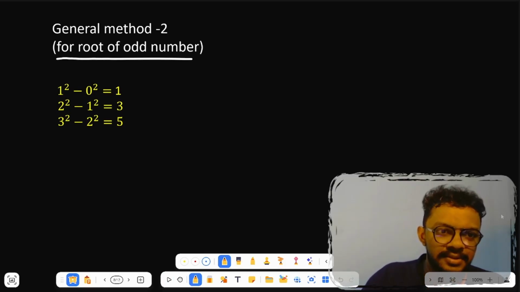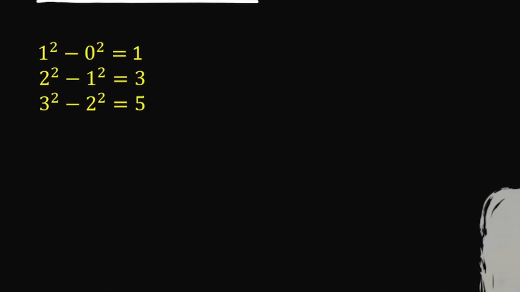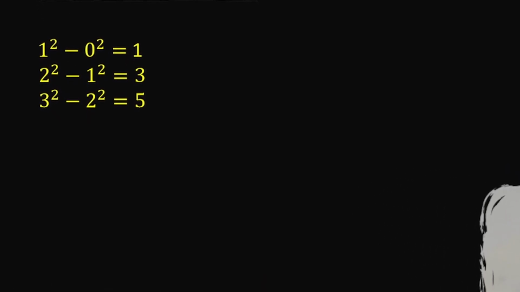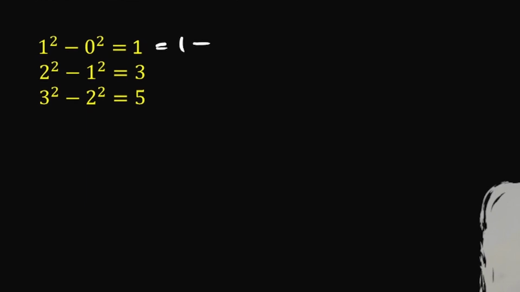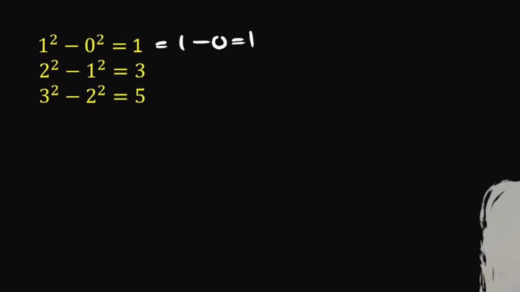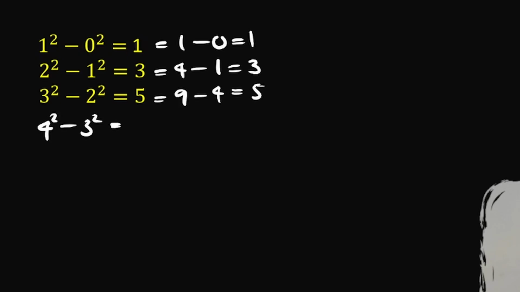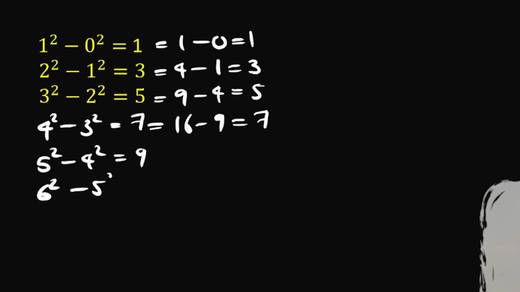The strategy is: look, 1 square minus 0 square. 1 square is 1, 0 square is 0, 1 minus 0, the answer is 1. 2 square minus 1 square, 2 square is 4, 1 square is 1, the answer is 3. 3 square minus 2 square, 3 square is 9, 2 square is 4, the answer is 5. 4 square minus 3 square, 4 square is 16, 3 square is 9, 16 minus 9, the answer is 7. Similarly, 5 square minus 4 square is 9. 6 square minus 5 square is 11. And this is going on.